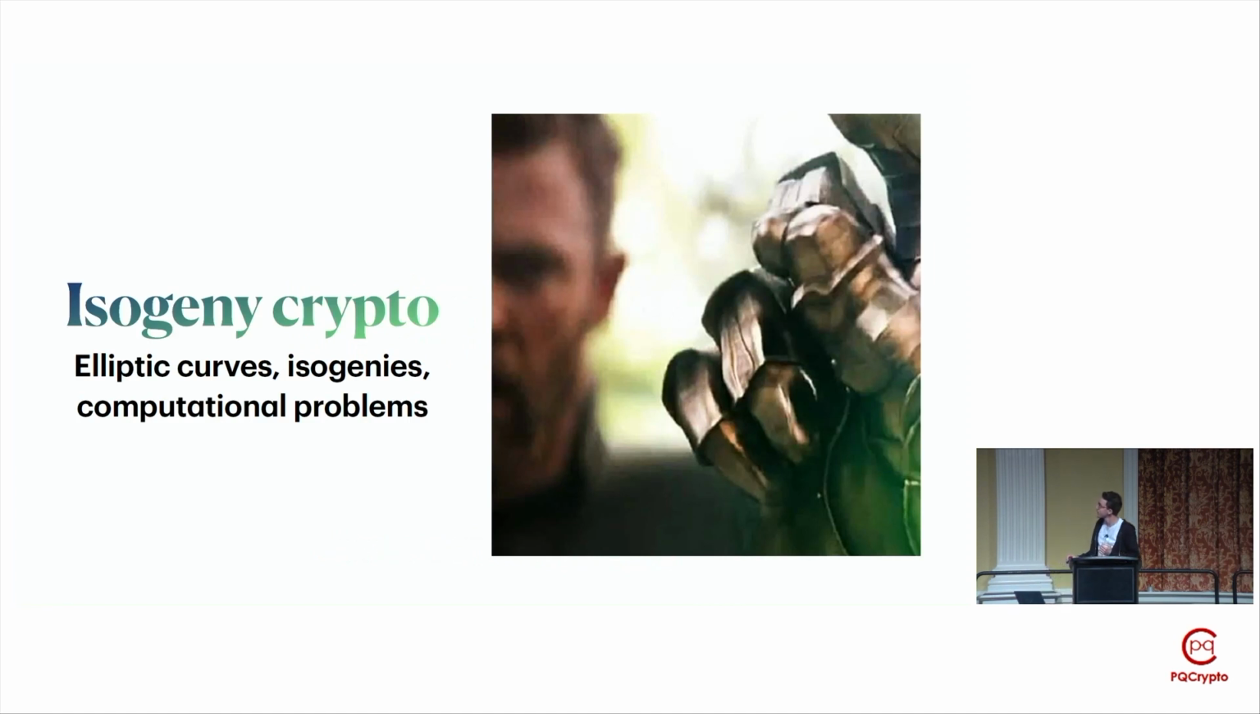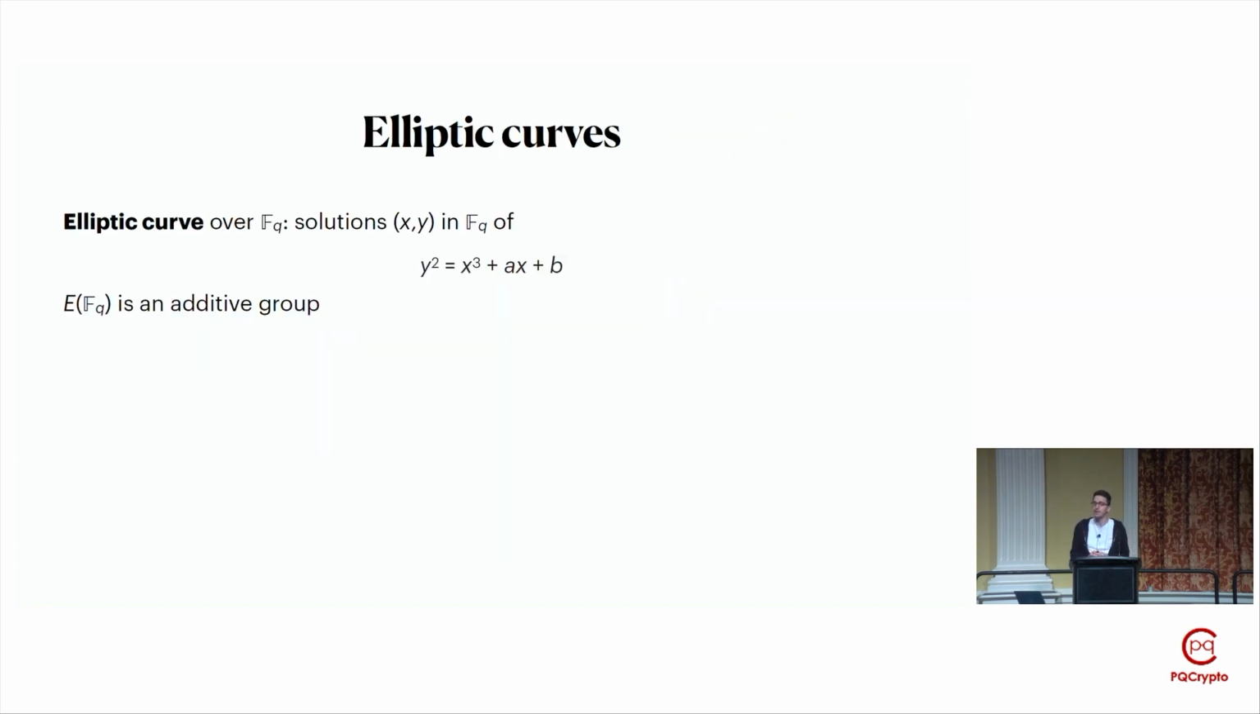Maybe now that works. I'm going to start with an introduction to isogeny-based cryptography because I don't want to assume that everyone here knows about this field. I'm going to talk about elliptic curves, isogenies, the computational problems we're interested in. So first, elliptic curves. I'm sure a lot of you are to some extent familiar with elliptic curves. They've been a classic object in cryptography for quite a while now.